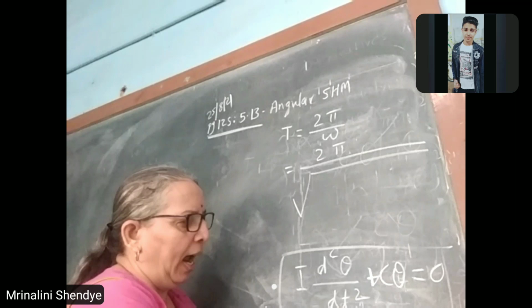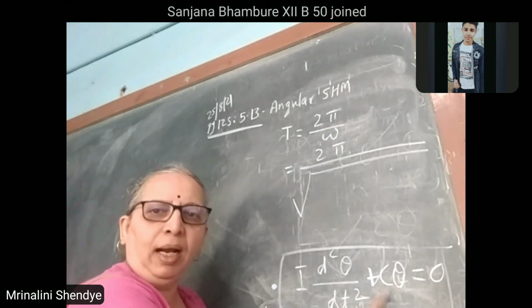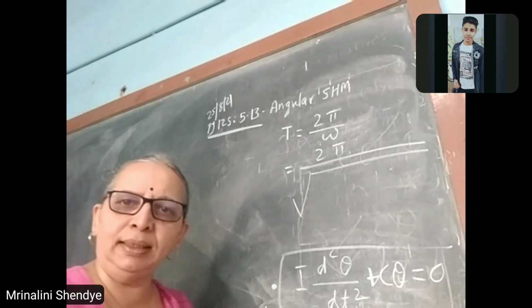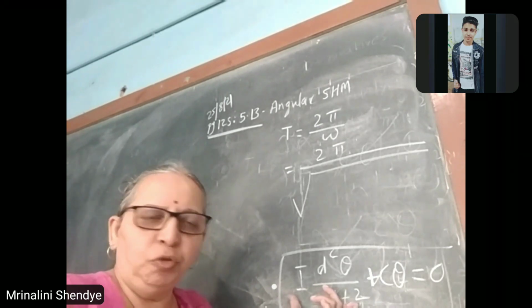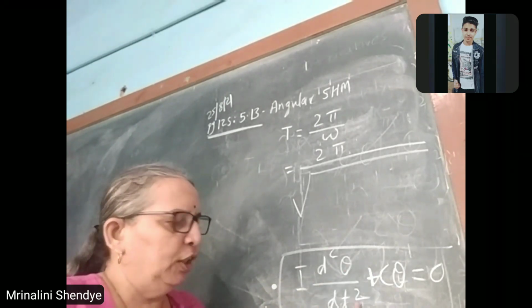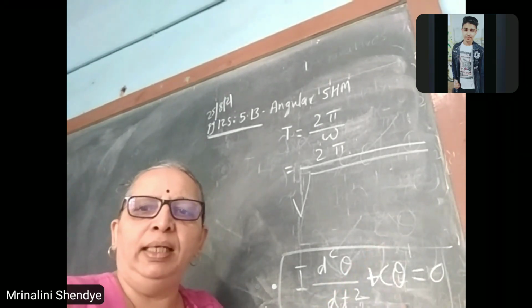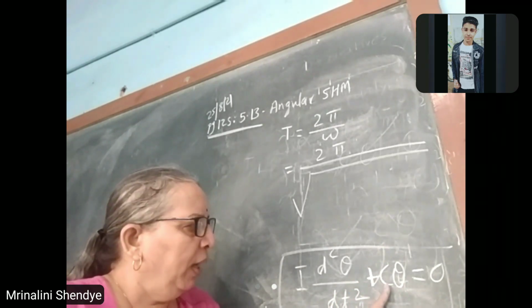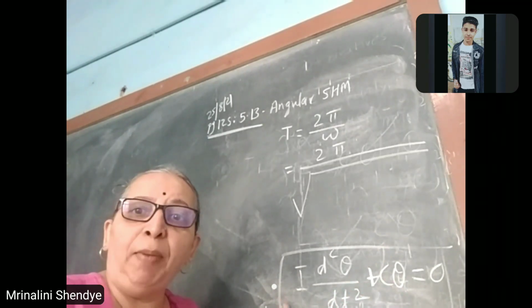C by I will be omega square. ऐसे करके भी हम लोग ओमेगा निकाल सकते हैं. Rearranging terms, we can write d2 theta by dt square plus omega square theta is equal to 0. Omega will be square root C by I.